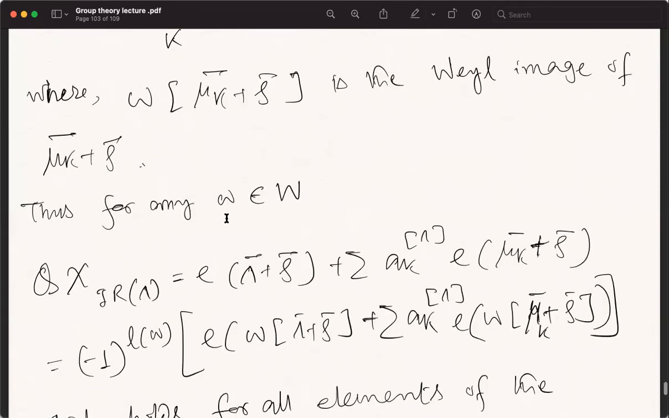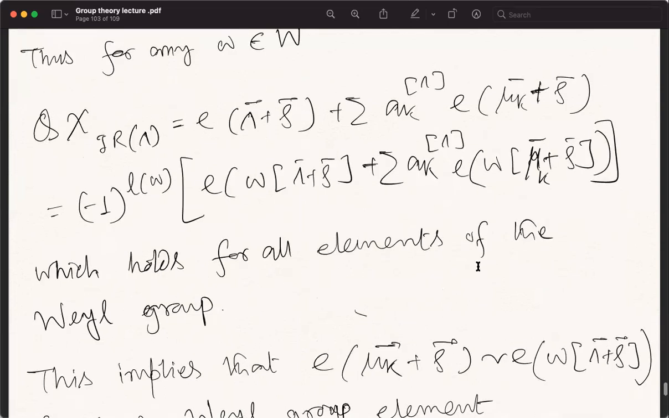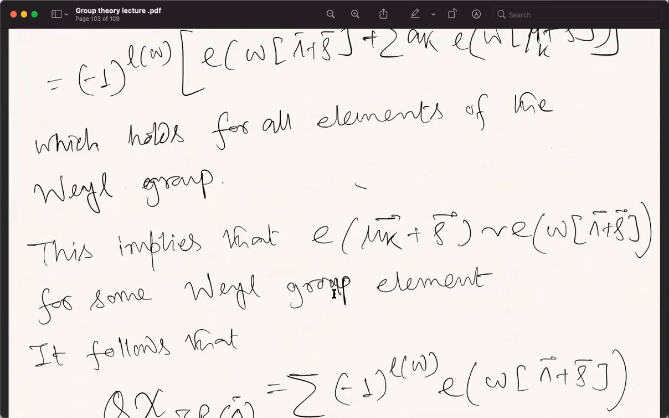Thus for any omega that belongs to the Weyl group element capital W, you can write it down in this particular format. You can just do a little bit of algebra and you get these relations, which hold for all elements of the Weyl group. Now this implies that e to the mu k plus rho goes as e to the omega of lambda plus rho for some Weyl group element, right? Because the Weyl group element acts on this mu k plus rho, as mu k is basically the same as the lambda for that.